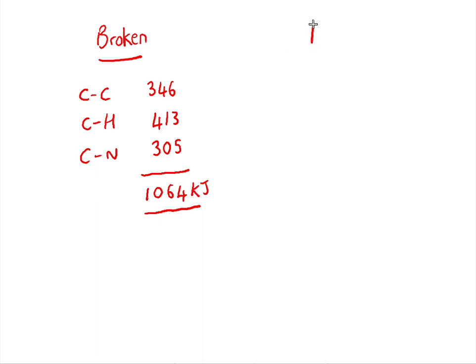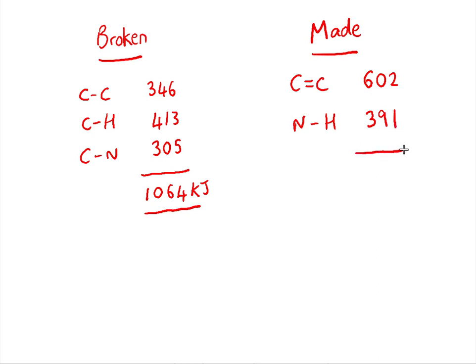Now let's consider the bonds that are made. The bonds that are made, we had a carbon-carbon double bond and a nitrogen-hydrogen bond, the energies of which were 602 kilojoules for the carbon-carbon double bond and 391 for the nitrogen-hydrogen bond. Okay, add those two together, gives us 993 kilojoules are produced when those two bonds are made.